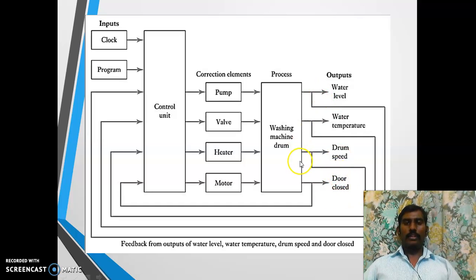All these 4 have different sensors. To know the water level, there will be a level sensor. To know the temperature, there will be a temperature sensor. To know the speed, there will be a speed sensor. To know whether the door is open or closed, there will be a proximity position sensor. So that's all about the system. Thank you.